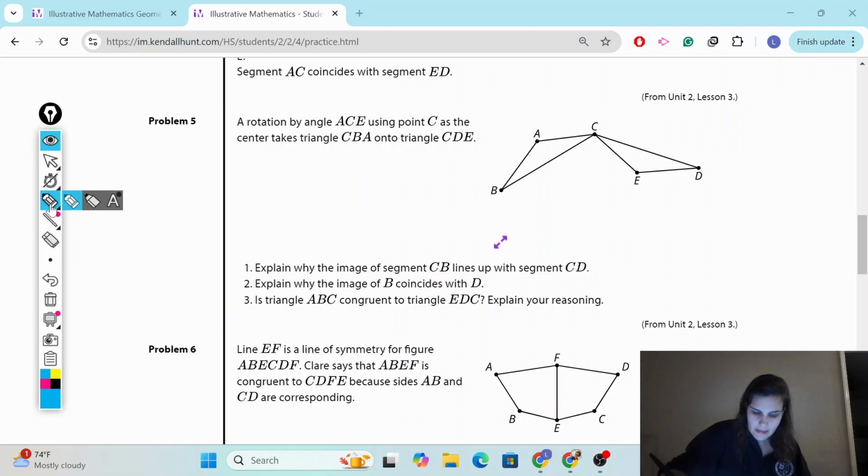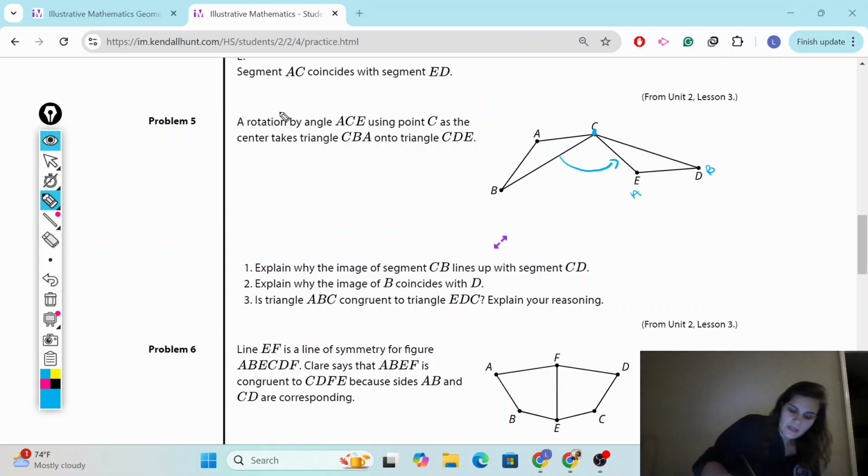A rotation by angle ACE using point C as the center takes triangle CBA onto triangle CDE. So CBA is going on top of CDE. I'm going to use the same method I used last time. So when we slide them over, A is going to end up over here, and B is going to end up over there, and then C ends up actually in the same spot. Explain why the image of segment CB lines up with segment CD. So why does CB line up with CD?